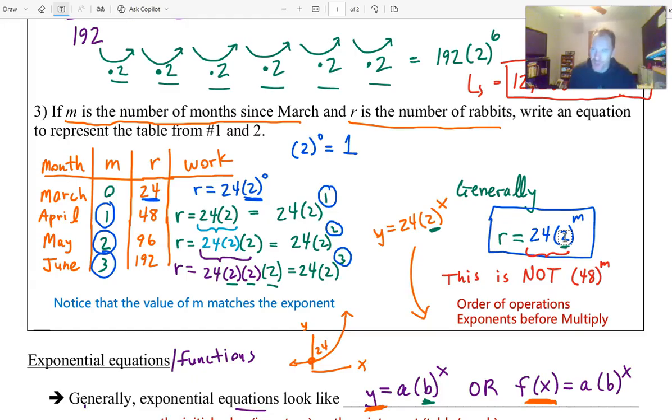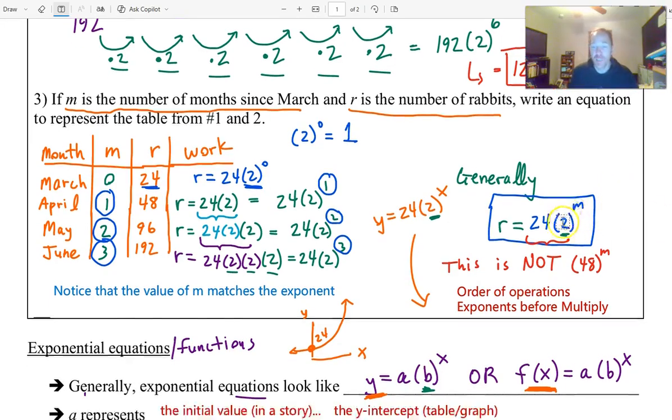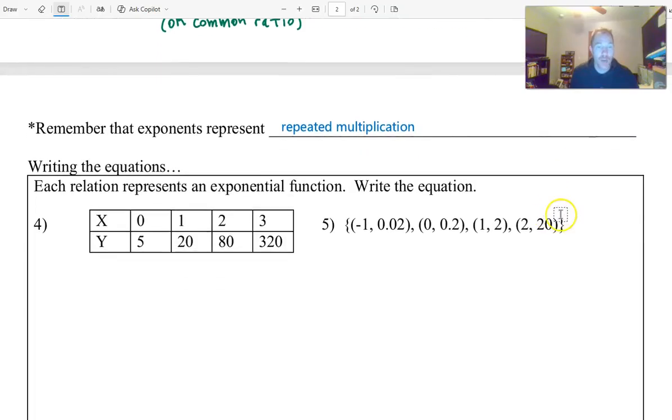That's how many times I'll multiply by 2. So I can use an exponent to represent that repeated multiplication. All right, so let's practice a little bit more, kind of like with number 3, writing the equations here.